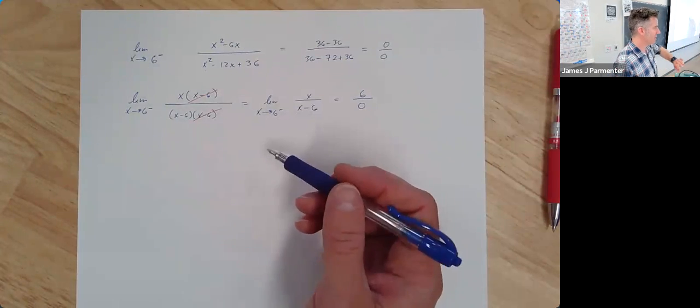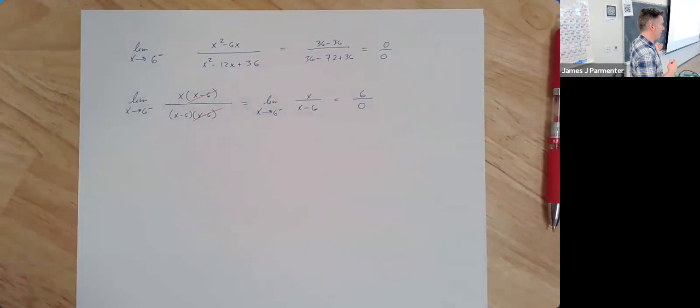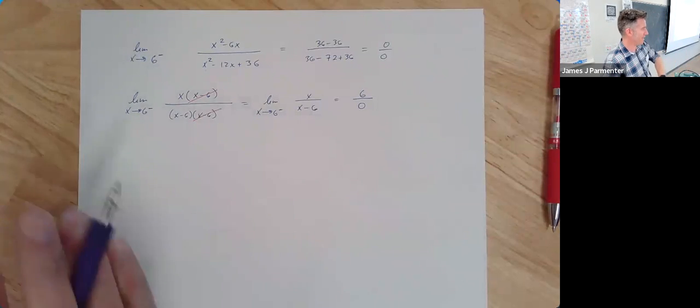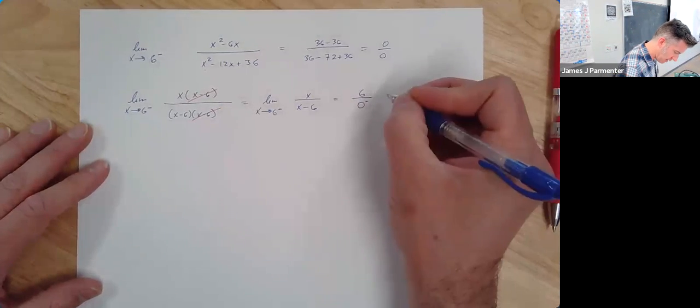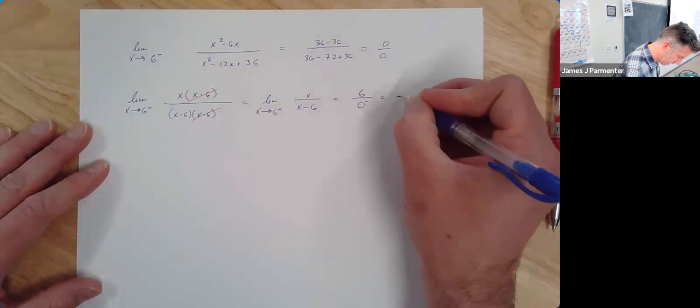The reason I don't actually plug it in is I don't want you to think of plugging in 5.9. You can think of it, but don't write it down because that's not really what we should be doing. So I'm just thinking, oh, it's a little bit less, 5.9, so that's a little bit negative. And then a positive over a negative is going to be negative overall.